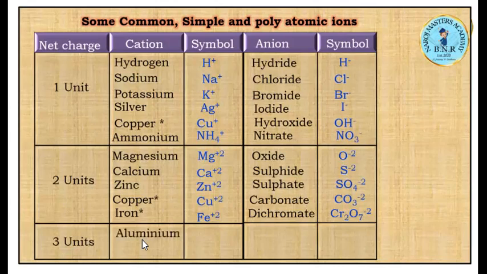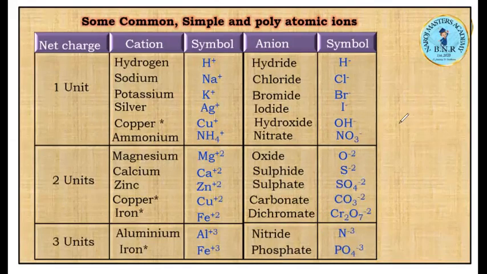First one is aluminium, Al plus 3. Very good. Next is iron. Iron is Fe3 plus. Very good. Nitride, N minus 3. Here we are getting cations with plus symbol and anions with minus symbol. Nitride minus 3. Okay. Phosphate is PO4, not Pb. Pb is lead. So PO4 minus 3 is phosphate. Pb means lead.